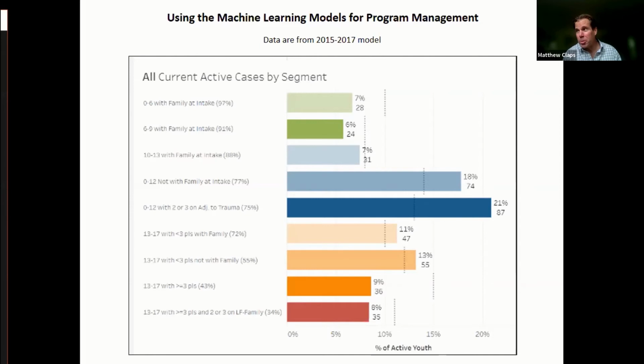And you can see that the largest proportion of our active caseload are these 0 to 12-year-olds who weren't with family at the time that they were referred to us, or 0 to 12-year-olds with either a 2 or 3 on their adjustment to trauma item in their CANS. And the dotted line in the middle is telling us what the caseload distribution was at the time that we built the model as compared to where it is now. So right now, for the 0 to 12-year-old range, that's roughly 39% of our caseload. That's a little bit under half of all of the youth that we're serving, and that's been growing over time.